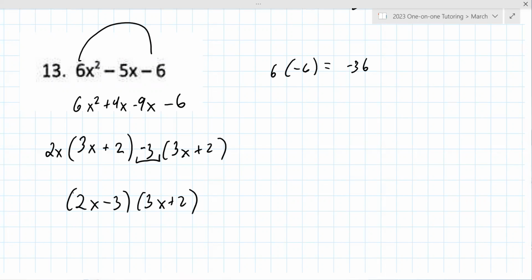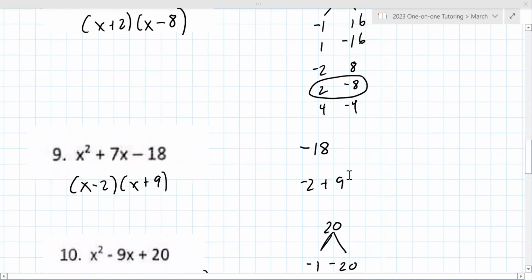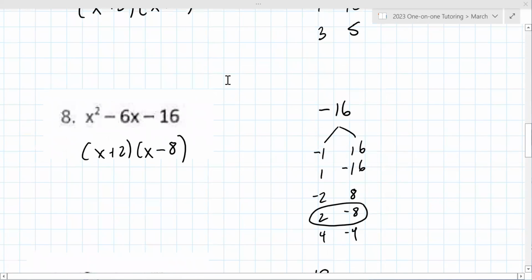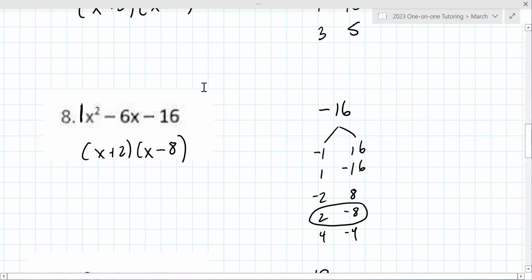All right, very good. So on problem 8, you don't have to do it again, but can you remind me what you did? I know how this one works where there's a number in front of the x, you have to multiply the first by the last. What do you do when it's just an x squared? So you actually are doing exactly the same thing. It's just like you said, it's a 1. 1 times -16 is -16. But now it's got to add to -6.